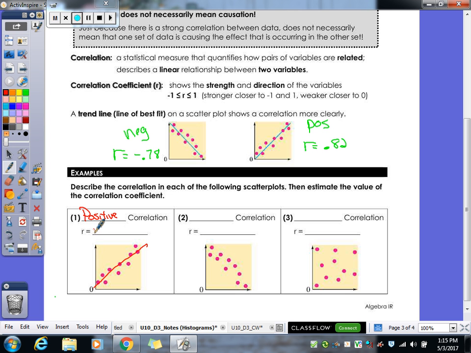I'll call this one again 0.84. I could say 0.86. I could say 0.87. I could have said 0.79. Somewhere close. They're close. They could be closer, right?